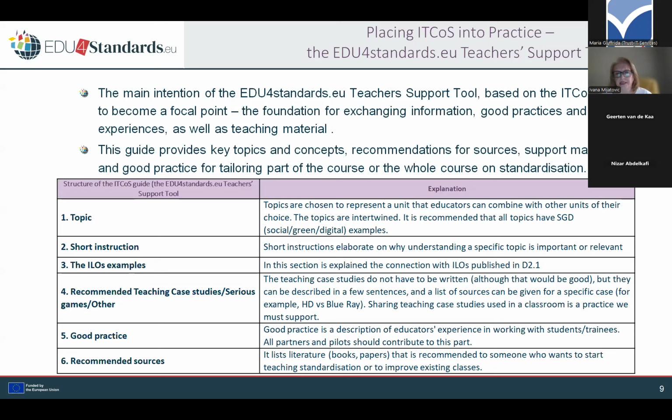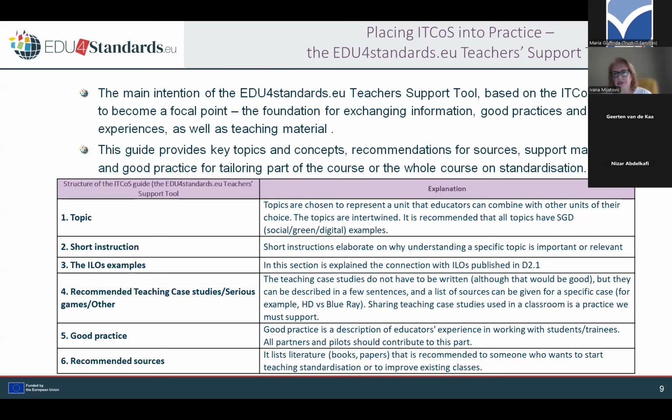In the next segment, we are presenting information about recommended teaching case studies, serious games, or others. Here, we are providing information about existing materials which can be used in classes in specific cases. For example, in this part of the structure, often there is no teaching case, but there is a source of knowledge for preparing this teaching case for classes or for a class assignment.